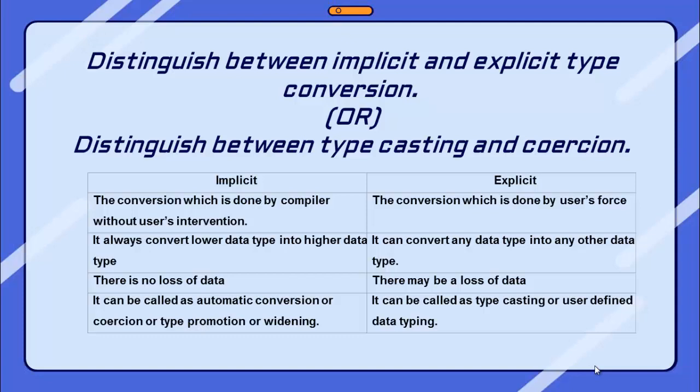Implicit always converts a lower data type to a higher one. Here in explicit it can convert any data type to any other data type. In implicit there is no loss of data. There may be a loss of data in explicit. Implicit can be called automatic conversion or coercion. Explicit can be called typecasting or user defined type conversion.